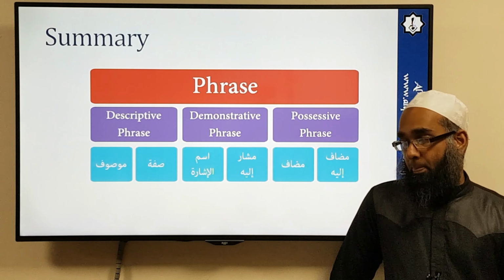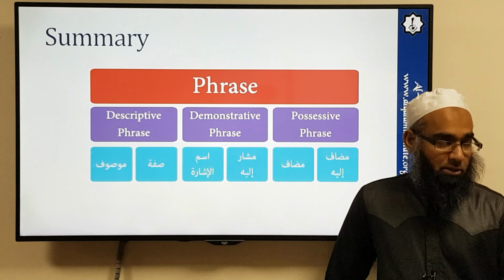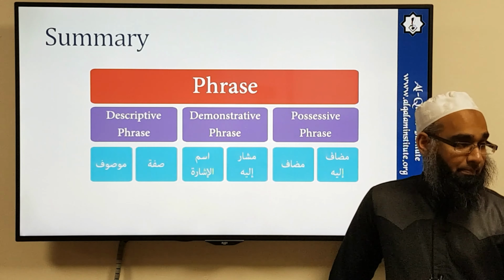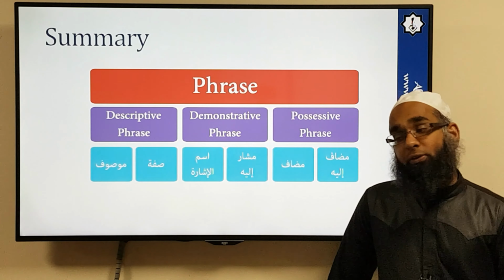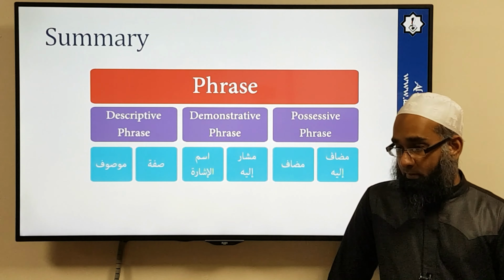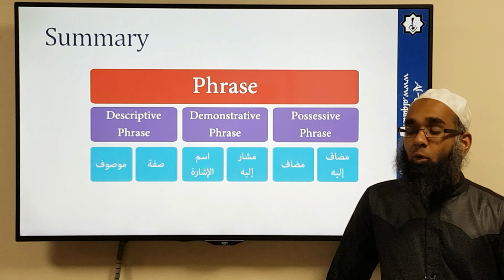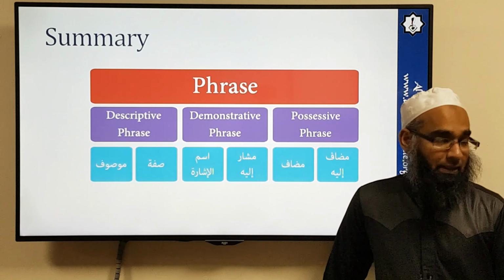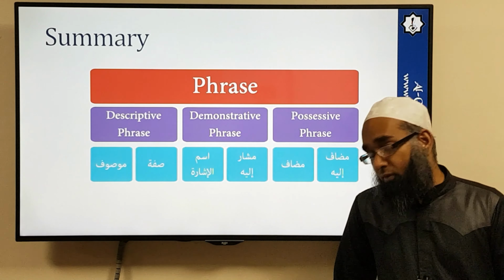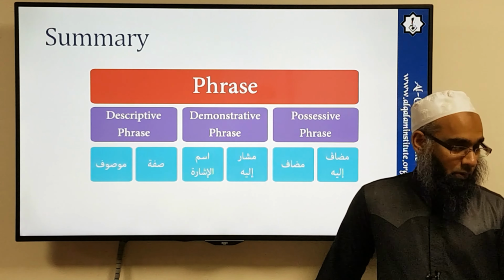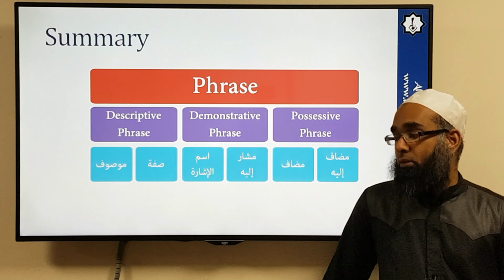A very important rule he mentioned, which I forgot to put in here, is that the mudaf will never have alif lam. Remember, it doesn't have alif lam or tanween. So it's not qawmun Nuhin, it's qawmu Nuhin. The mudaf never has alif lam, nor does it have tanween. You got it? Right.